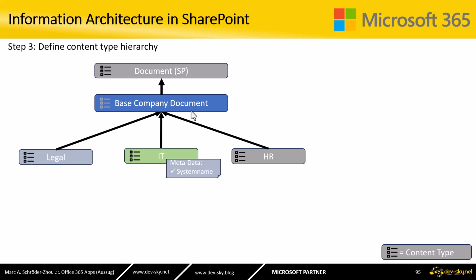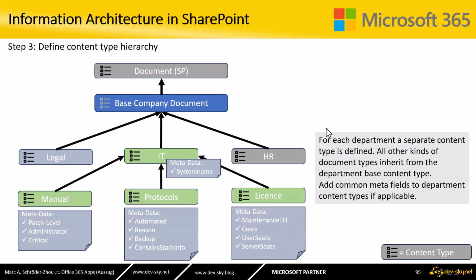If there are any metadata fields that are shared with all document types within the department, these fields should be added to the base department content type. For example, the field system name is shared in all IT department document types. All other department-specific content types are inherited from the department-base content type. Define for each content type the necessary metadata fields.